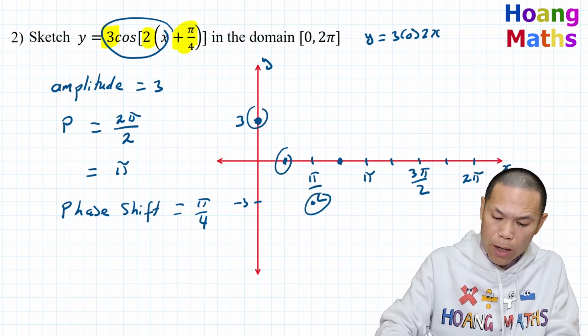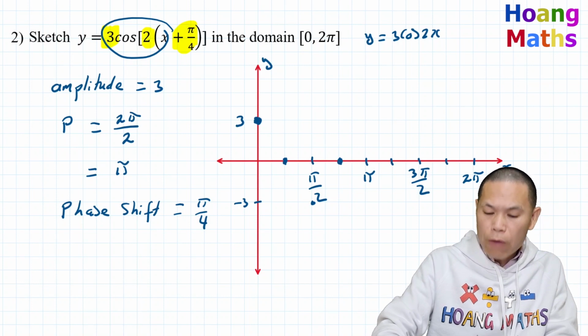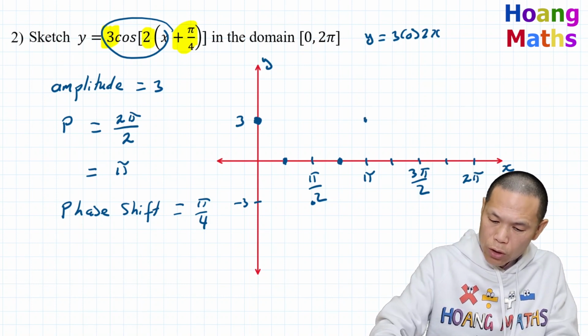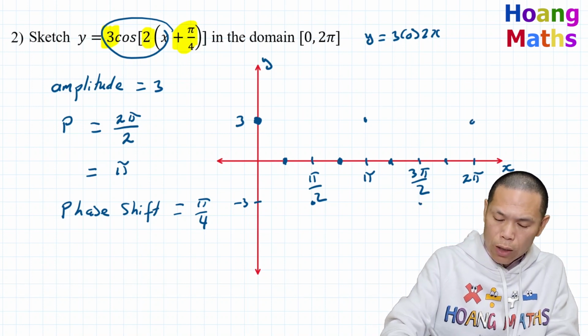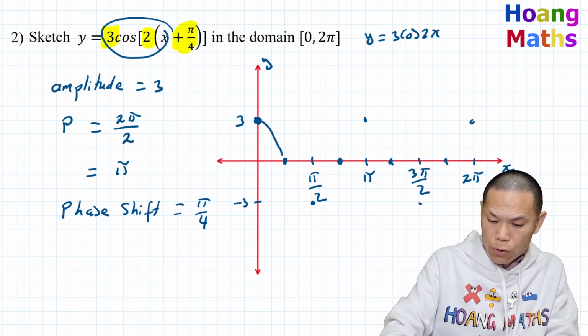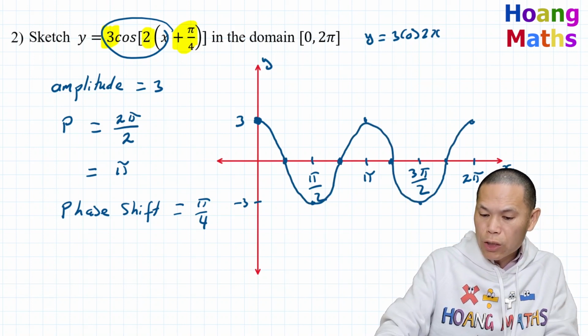Okay, so just remember. So we start from 0, 3, and then here 0, 0. Here's pi over 2, -3, and we just put these points together. So that's all. And this is 3 cos of 2x. Just a rough sketch like that.